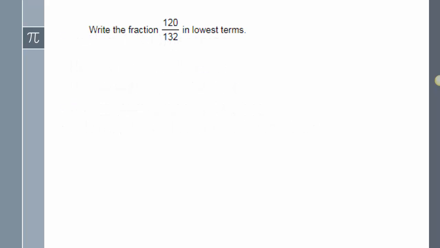Write the fraction 120 over 132 in lowest terms. Lowest terms means that it's going to be written in a form such that there are no more common factors for the numerator and denominator. The easiest way to approach this is to do a prime factorization of the numerator and denominator.